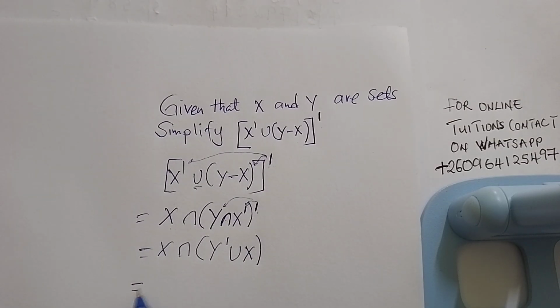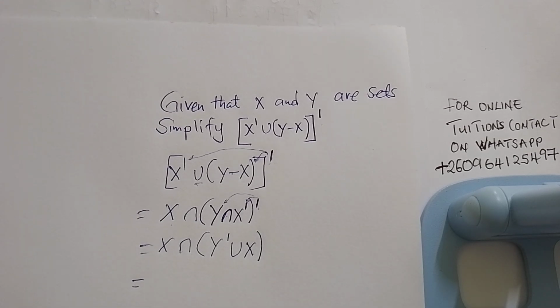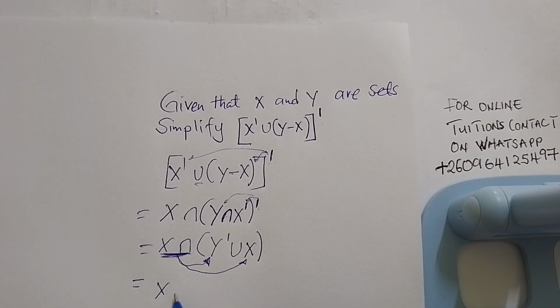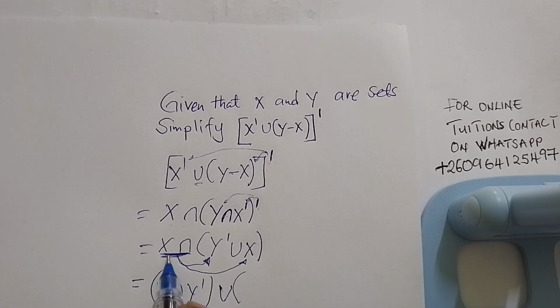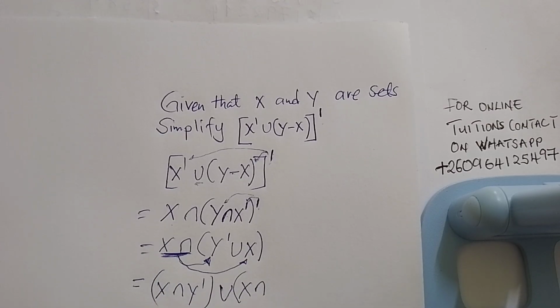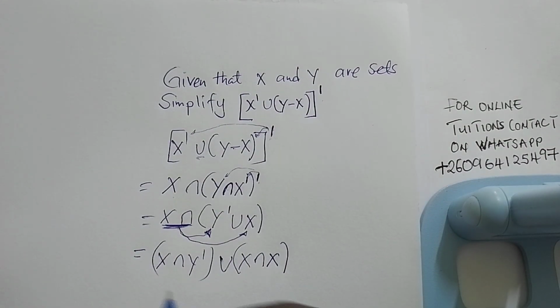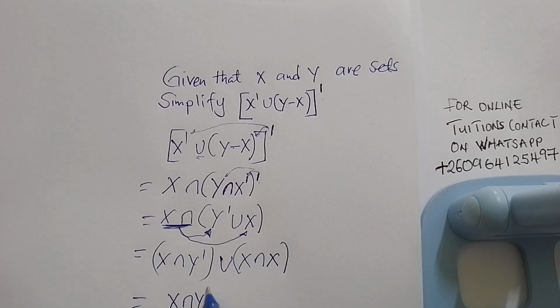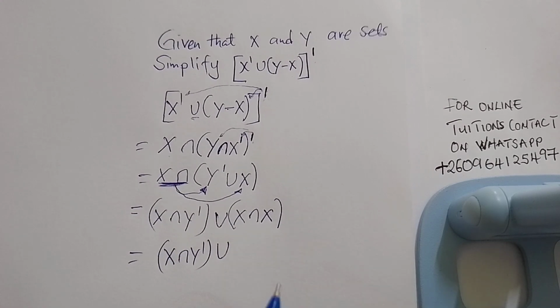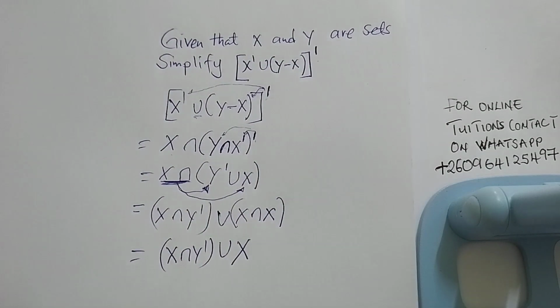And this is going to be equal to, now we're going to use the distributive property. The distributive property states that if we have a set outside, we distribute it with the sets inside the brackets. This means that this is going to be x intersection y complement, then this union, then we go back again, x intersection x. This will give us x intersection y complement union x.